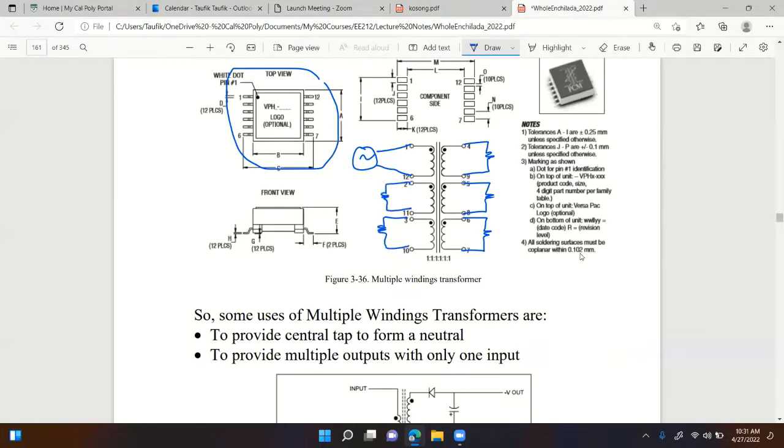So that's one objective of multiple windings. Only a single source can power multiple loads. That will be convenient, right? Rather than having one single source for every load, you can have one single source for more than one load, right? If you have multiple windings in the transformer. Okay, so that's the first objective or first use of multiple windings.